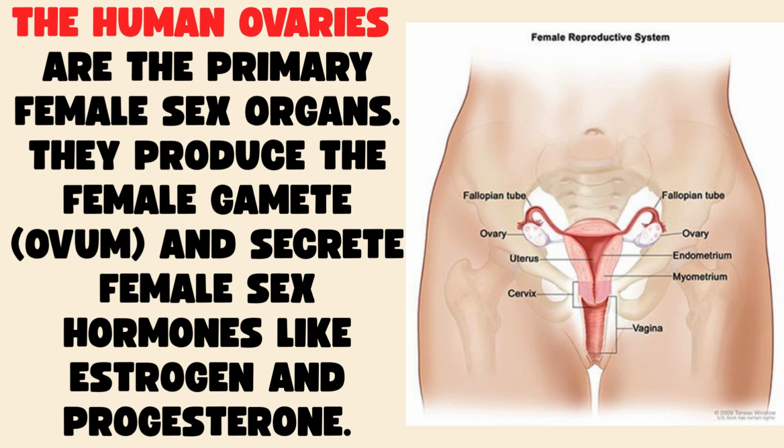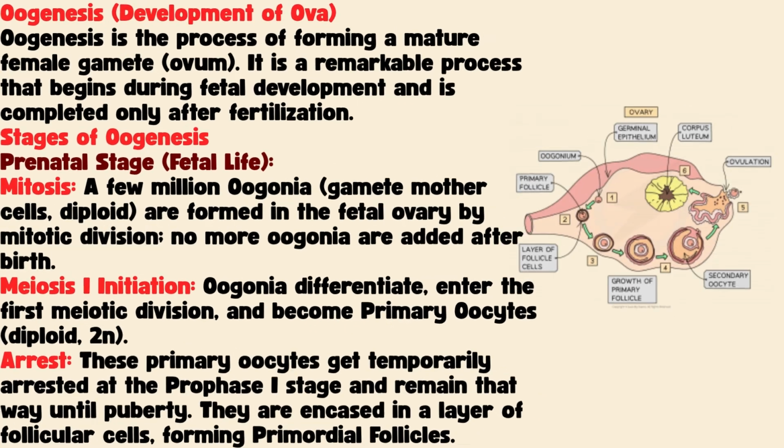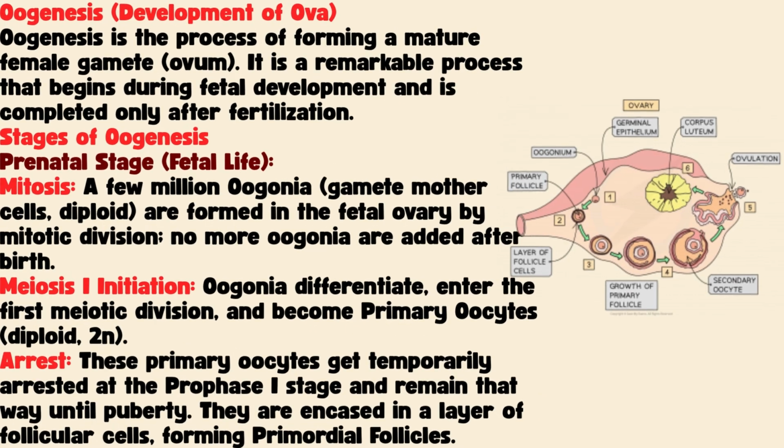Now we'll see the structure of the human ovary. It is differentiated into a central part called the medulla and an outer part called the cortex. The cortex is covered externally by a layer of germinal epithelium. The stroma or loose connective tissue of the medulla has blood vessels, lymph vessels, and nerve fibers. The outer cortex is more compact and granular. It shows a large number of tiny masses of cells called ovarian follicles.